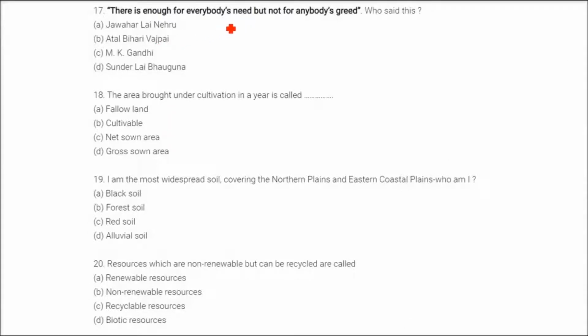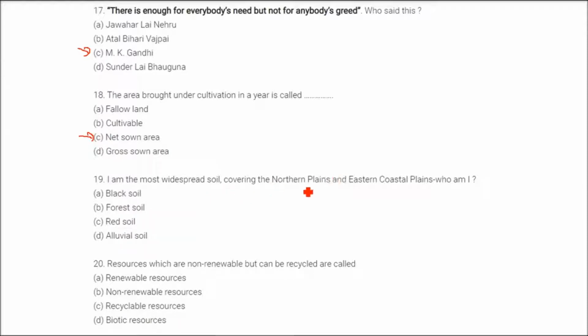There is enough for everybody's need but not for anybody's greed. Who said this? Mahatma Gandhi, Mohandas Karamchand Gandhi. He said that. The area brought under cultivation in a year is called net sown area.